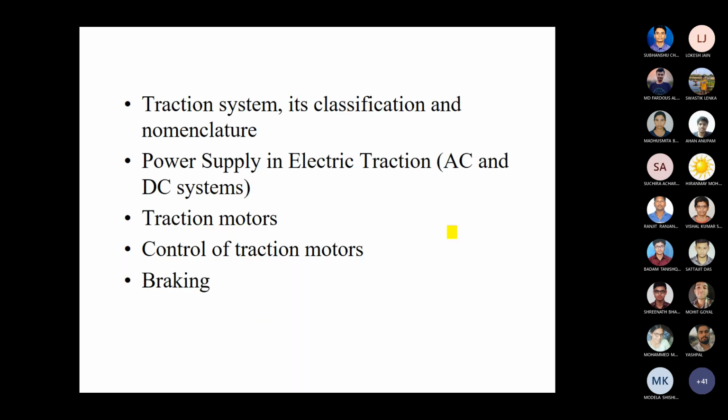Okay, so what are the most important features? The traction system, its classifications, the nomenclature. How do you classify them? The power system of the electric traction is a very important thing. How do they make the power system or power supply? Power supply is one point. You can select the power system of your electric tractions. That is very important, meaning how you get the power, and which conversions are there for feeding your system.